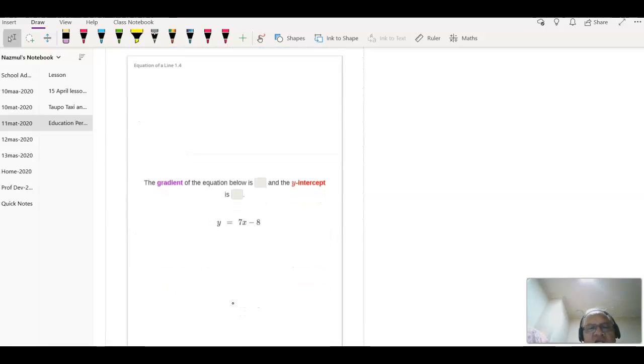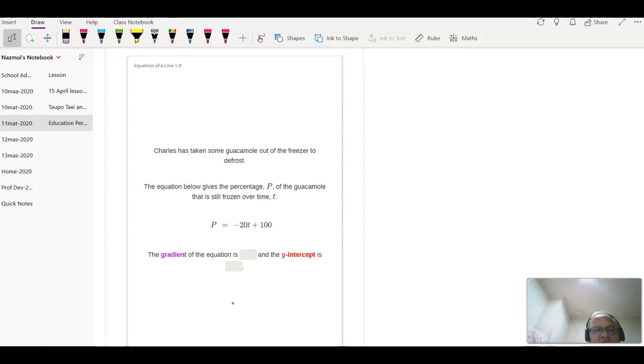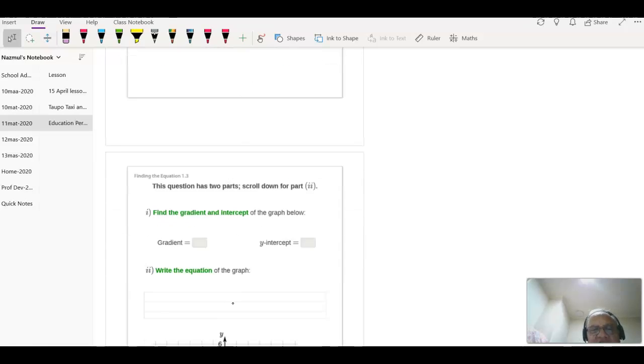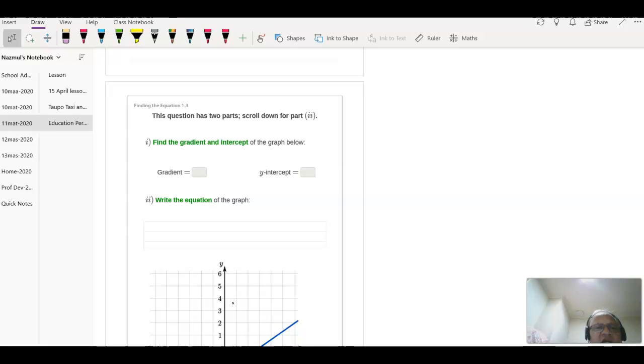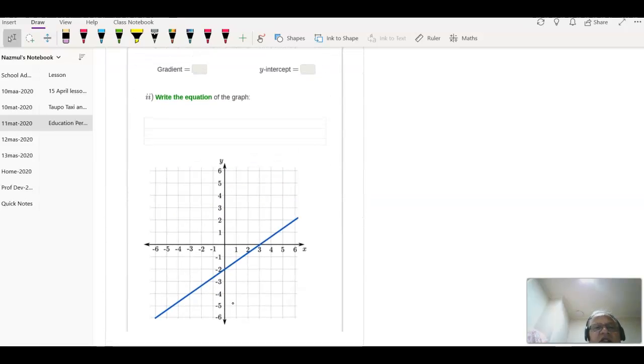Okay, the gradient of the equation below is, right. So you got to work out the gradient, y-intercept. The equation below gives the gradient, I can see it's a negative something. Find the gradient, should be alright. Write the equation. Now, this is going to be a little bit harder.